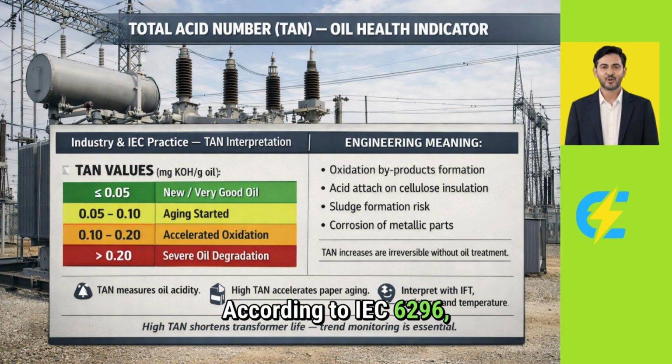According to IEC 60296, IEC 60422, and ASTM D974, TAN increases due to several critical factors. First is oxidation of oil over time. When oil molecules react with oxygen, they form acidic compounds. This process accelerates with elevated operating temperatures, which is why transformers running hot show faster TAN increases. Moisture contamination acts as a catalyst, speeding up these chemical reactions. And here's what many engineers miss: the depletion of antioxidants. Fresh oil contains antioxidants that fight this process, but once they are consumed, TAN starts climbing rapidly.